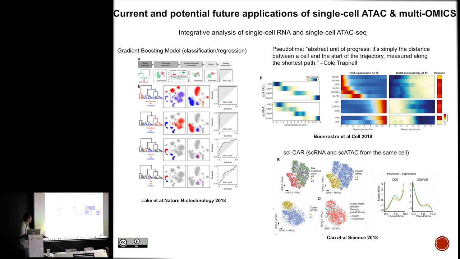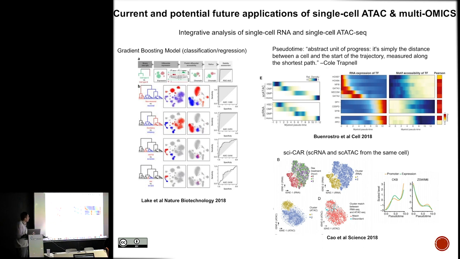So Buenrostro et al. measured single-cell ATAC-seq along myeloid differentiation and then also single-cell RNA-seq, and then they used pseudotime. I think there'll be some discussion on pseudotime. But very briefly, pseudotime can be described, like in Monocle, as an abstract unit of progress, and it's simply the distance between a cell and the start of the trajectory measured along the shortest path. So that's in short what pseudotime actually is.